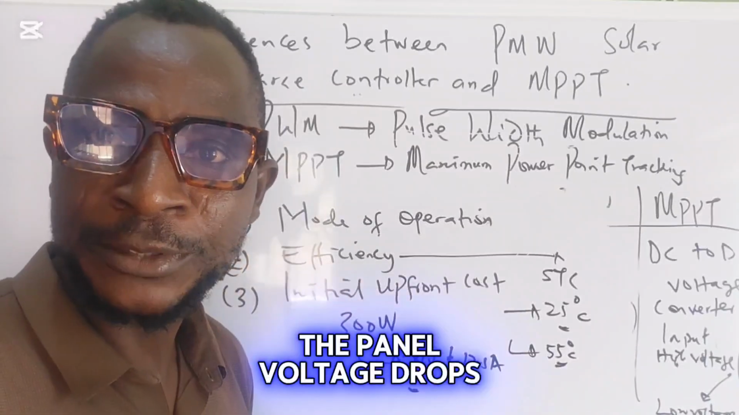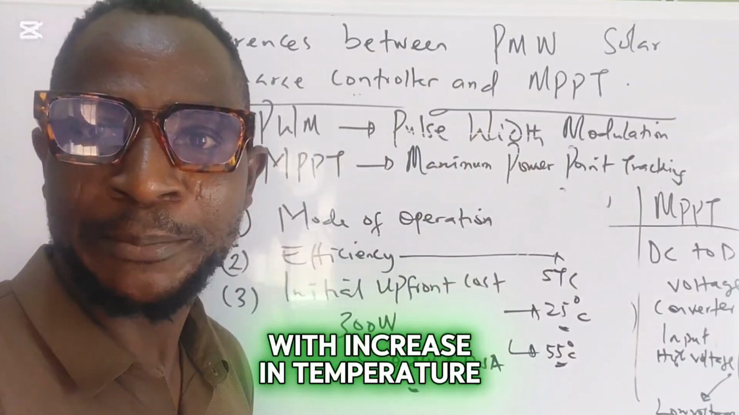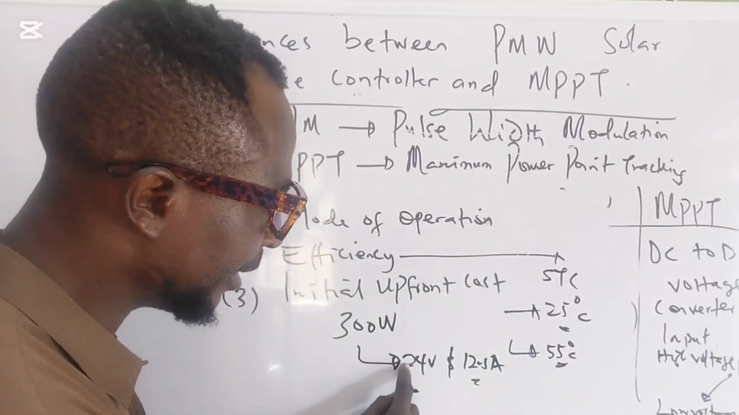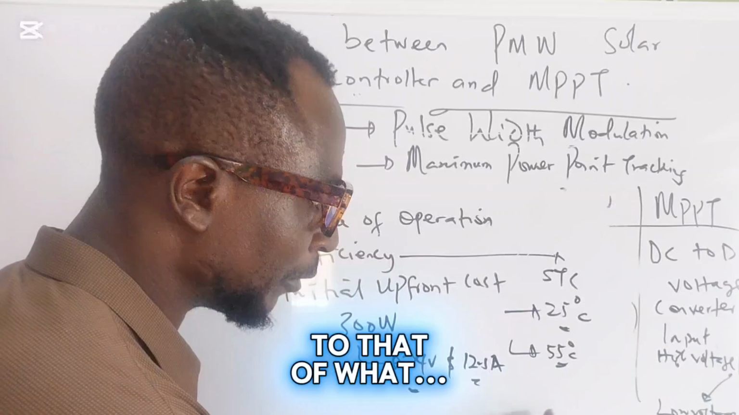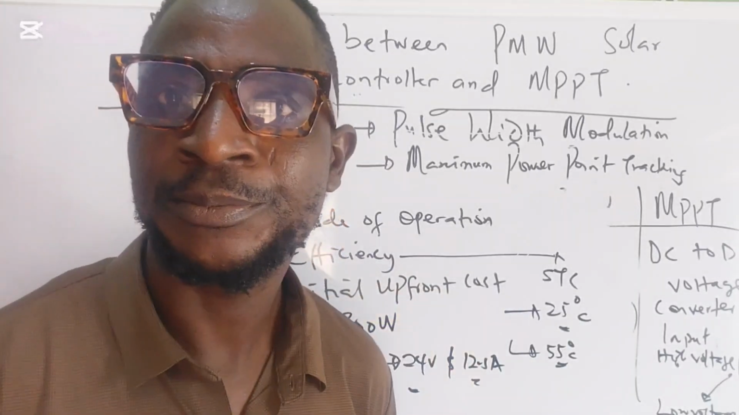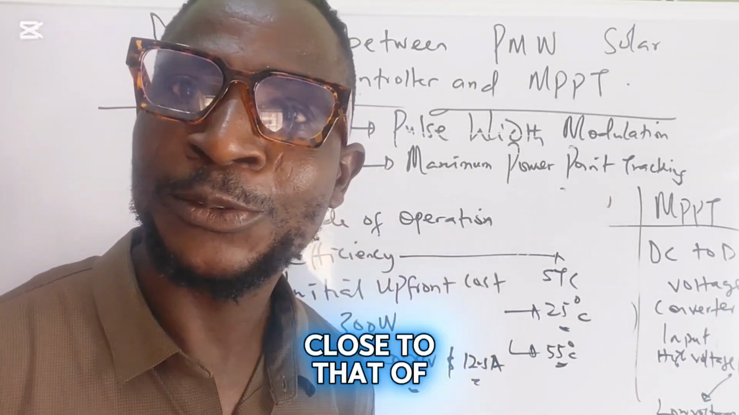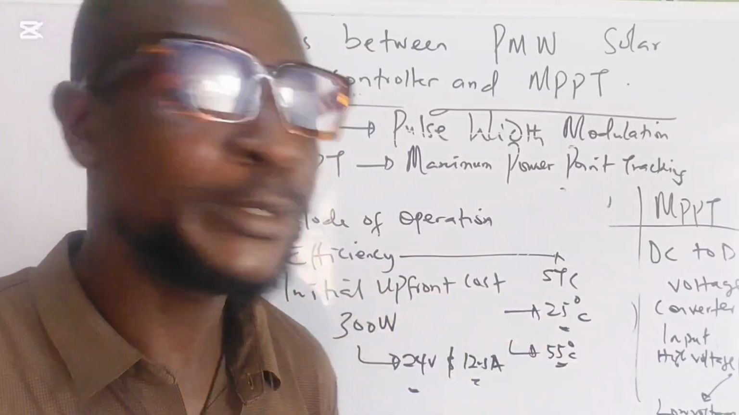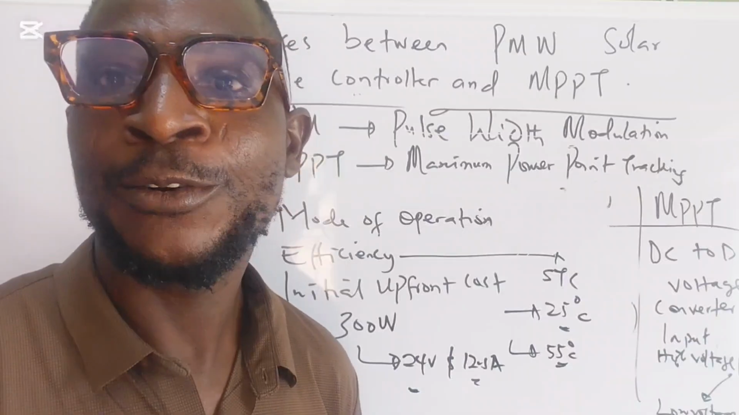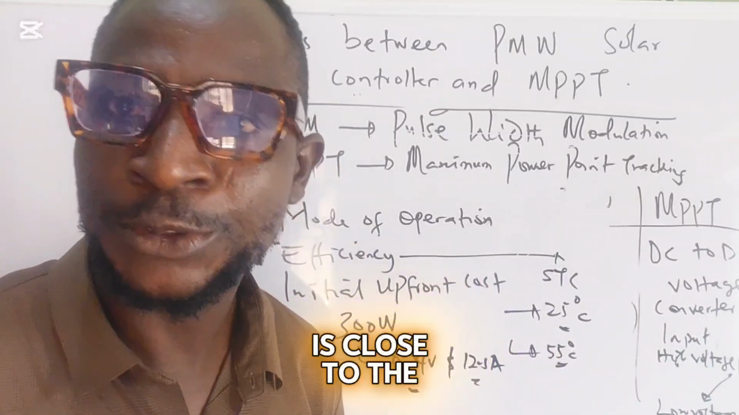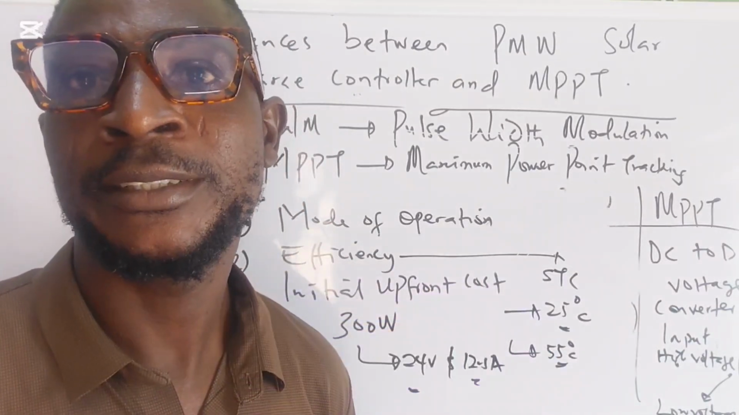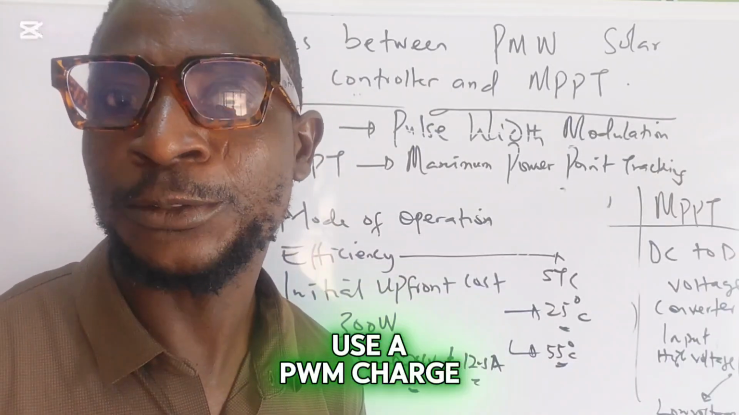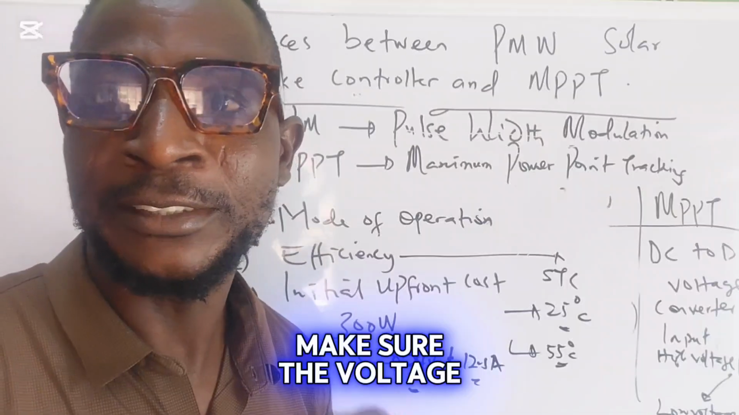The panel voltage drops with an increase in temperature. So once the panel voltage drops, that means it is now close to that of what? To that of your battery. And since it is close to that of the battery, and that is what works best for your PWM charge controller, PWM works better when the panel voltage is close to the battery voltage. That is why, if you are installing any system where you want to use a PWM charge controller, make sure the voltage is very close.